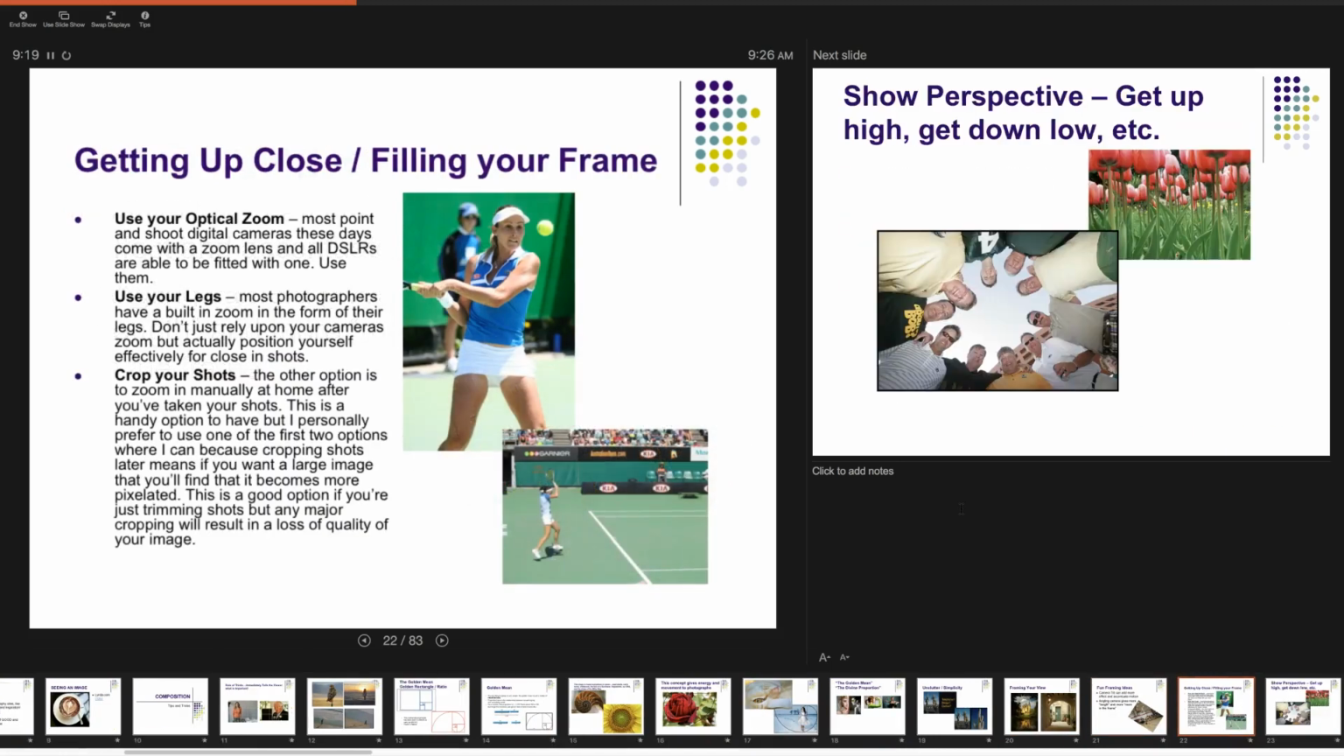Okay, get up close, fill your frame. We're going to talk about optical zoom and digital zoom. Optical zoom is the power of the glass in your lens.